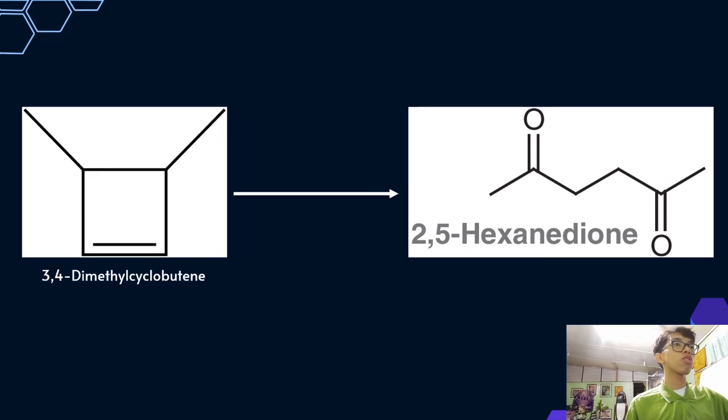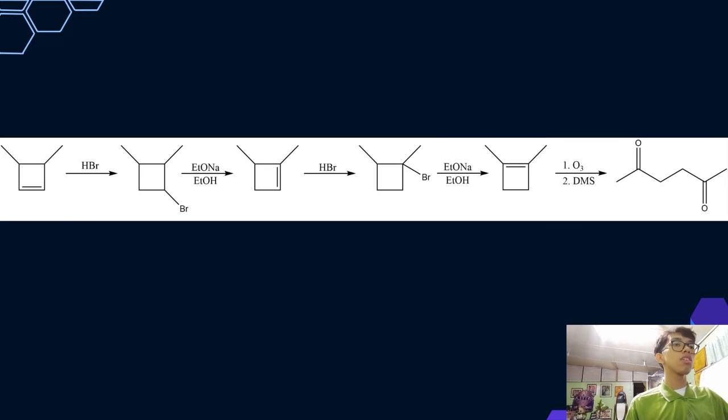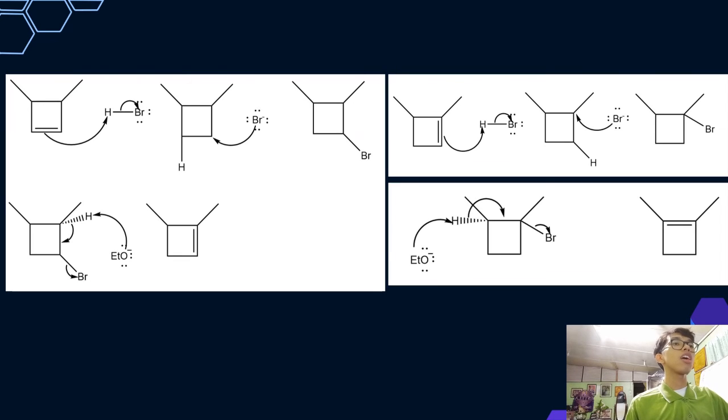So for the process, so this is the overall process. As for the mechanism, it will come soon. Okay, so we have here the mechanism. So to remove the alkene, you subject it to hydrogen bromide, which would then lead to the addition of bromine here. And then to kick out the bromine and form again the double bond, we're going to use ethoxide.